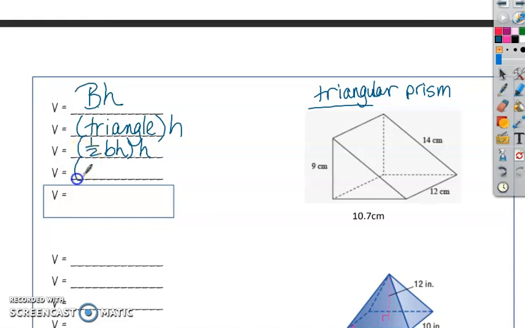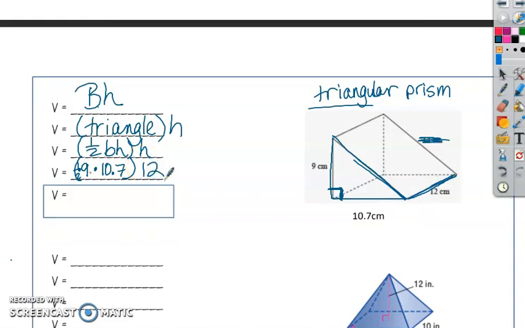Okay? So here I need the numbers from the triangle. Okay? So I have 3 numbers. 1, 2, 3. I need this one. These 2. Pardon me. These 2. I do not need this number on the triangle, so I don't need 14. So I'm going to put 9, 10.7. And I forgot to put the half in front. Okay? Half, 9 times 10.7. Half, 9 times 10.7. And then the other number is 12. Okay?